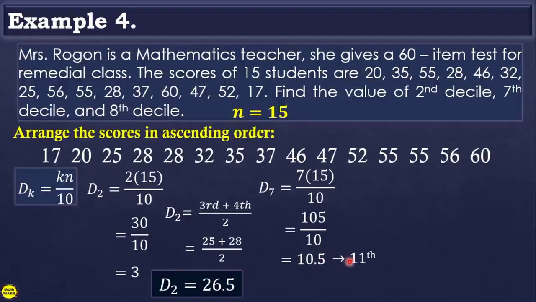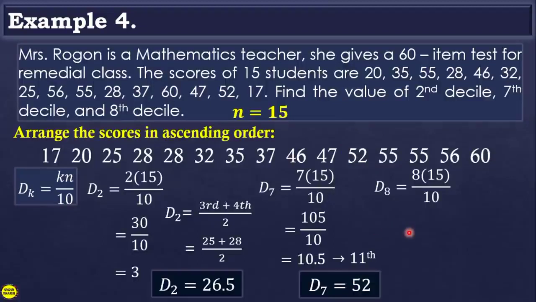So, 11. So, pang 11, yung 7th decile natin ay yung pang 11 position dito sa naka-arrange na score natin. So, 1, 2, 3, 4, 5, 6, 7, 8, 9, 10, 11. So, ibig sabihin, ito yung 7th decile natin. Okay? So, 7th decile natin is 52. Ibig sabihin nito, kapag in-interpret natin, yung 70% ng students ay yung score nila ay mas mababa sa 52. Okay? Next. 8th decile natin.